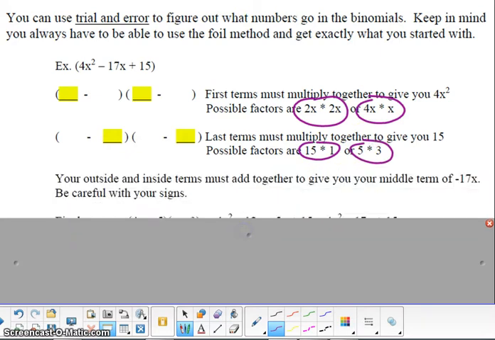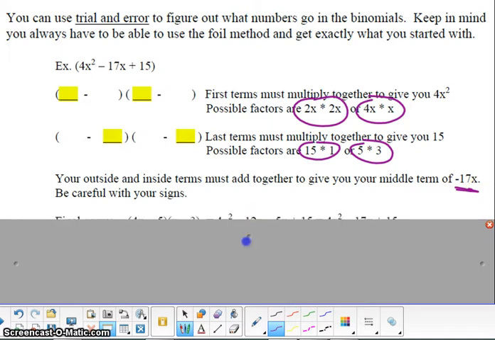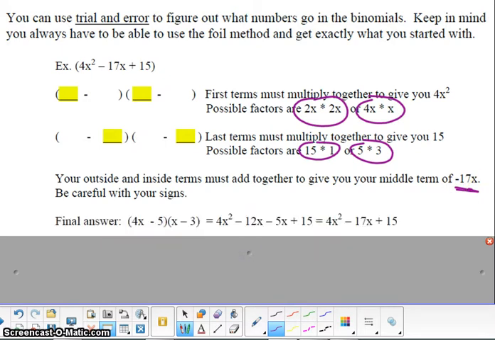And then what you're going to do is use your outside and inside terms. They must add together to give you a middle term of negative 17x. And just be careful with your signs. So after trying some things out, you'll end up with 4x and x and the 5 and the 3. And you'd have to use both negative signs in order to reach your goal.